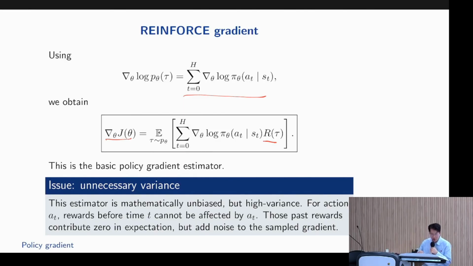So this is the basic policy gradient, or REINFORCE, algorithm. There's one issue here though. Mathematically everything is correct. But if you think about it logically, something doesn't sound correct. For action a_t, rewards that happen before this time step t cannot affect this action. So those past rewards contribute 0 in expectation, but add noise to the sample gradient.